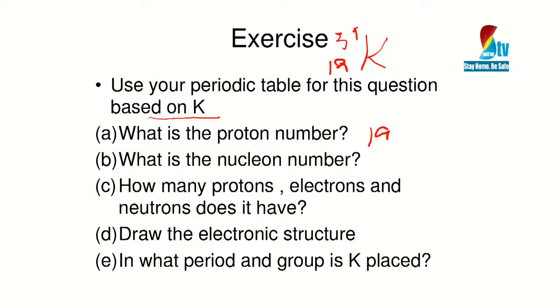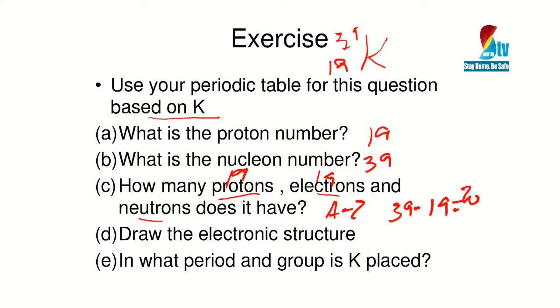What is the nucleon number? We said this is the larger value. Hence, the answer is 39. How many protons, electrons, and neutrons does this have? I hope you'll remember that the proton number gives us the number of protons. Hence, we have a 19. And we said by knowing the number of protons, you therefore also know the number of electrons. Hence, electrons are also 19. And to get neutrons, we said it's A minus Z. So it will be 39 minus 19, giving us a 20, dear learner.